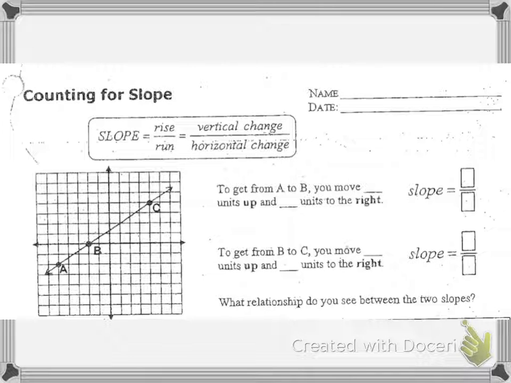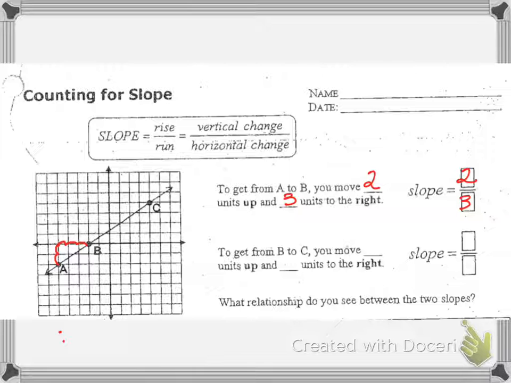Today we're going to continue counting for slope, which is the rise over the run of a line, or the vertical change divided by the horizontal change. So in this first problem, they want us to get from A to B, and they're asking how we move. They want us to move up and to the right. So if I start at A, and I know that I'm moving up to get to B, I'm moving up 1, 2, and I'm moving right 1, 2, 3. So we moved up 2, we moved right 3 units, so our slope must be 2/3.